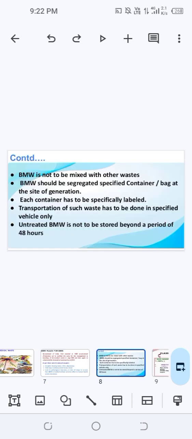The biomedical waste shouldn't be mixed with any other waste. It should be separately segregated in a specified container, properly labeled. The transportation of such waste has to be done in a specified vehicle only. Untreated biomedical waste should not be stored beyond 48 hours in hospitals.